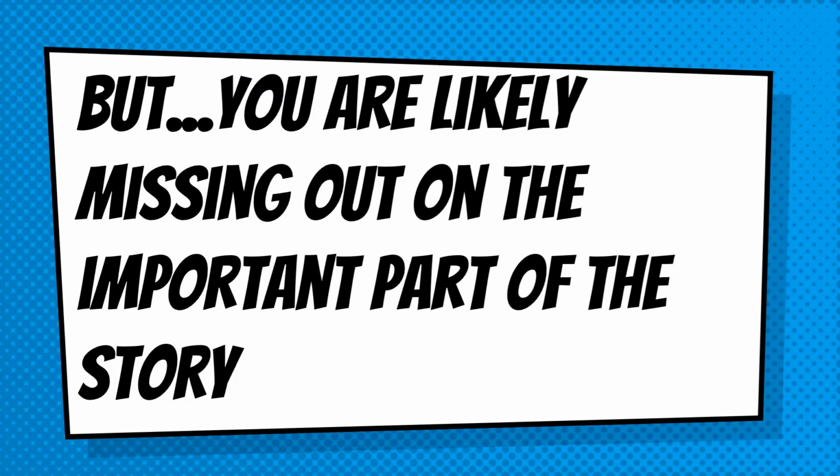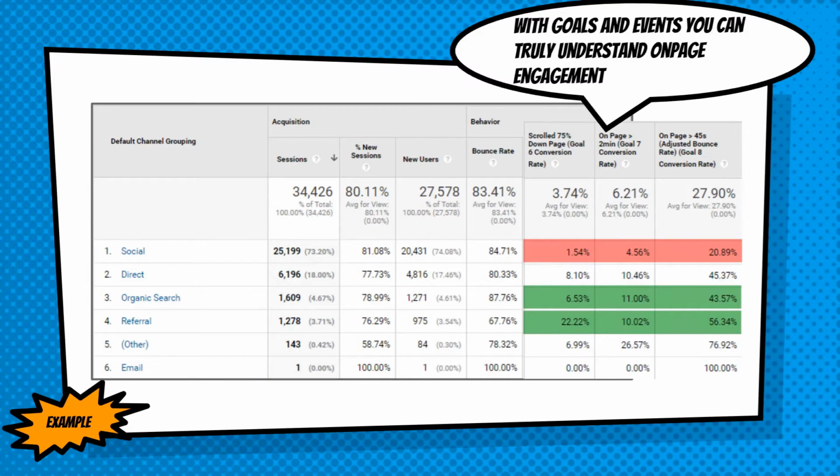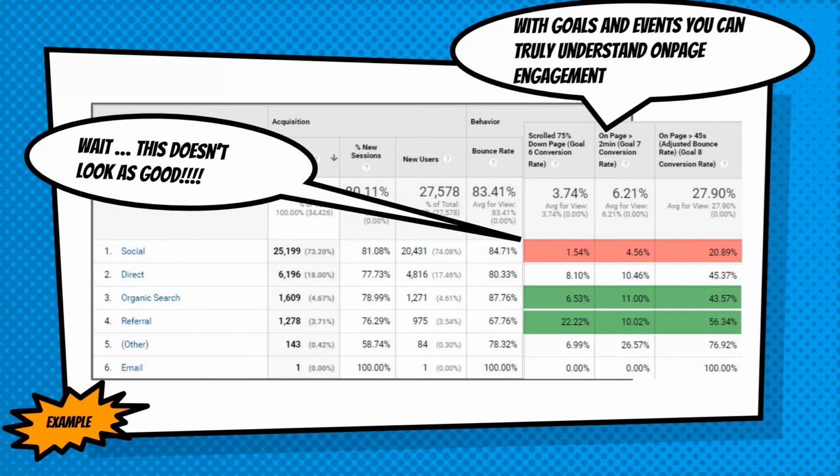But you're likely missing out on an important part of this story. When we apply some of the new goals that you'll see in your enhanced reports, you can notice that the engagement is certainly a heck of a lot different. The social media channel doesn't look so good anymore, with only 5% of the users spending 2 minutes and only 21% spending even 45 seconds.